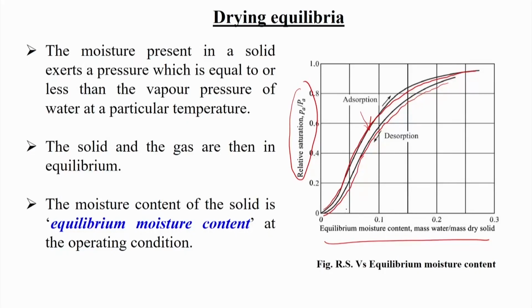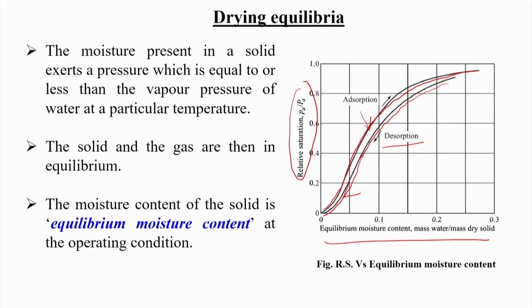Whenever the equilibrium moisture content decreases, that means desorption. We are trying to equilibrate adsorption as the humidification operation and desorption as the drying operation. So, desorption is nothing but the drying operation, and the solid and the gas are then in equilibrium whenever the drying process is in equilibrium. The moisture content of the solid is the equilibrium moisture content at the operating condition. We will be discussing critical moisture and equilibrium moisture in detail, as we need to understand those terminologies.